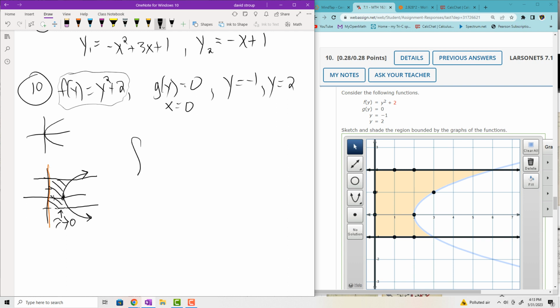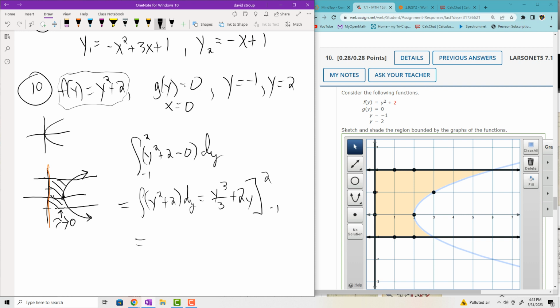Okay, so I'm going to be integrating from -1 to 2. My top curve is y squared plus 2, my bottom curve is just 0. So this one should be fairly painless. So I got the integral of y squared plus 2 dy. So that'll be y cubed all over 3 plus 2y, evaluated from -1 to 2.